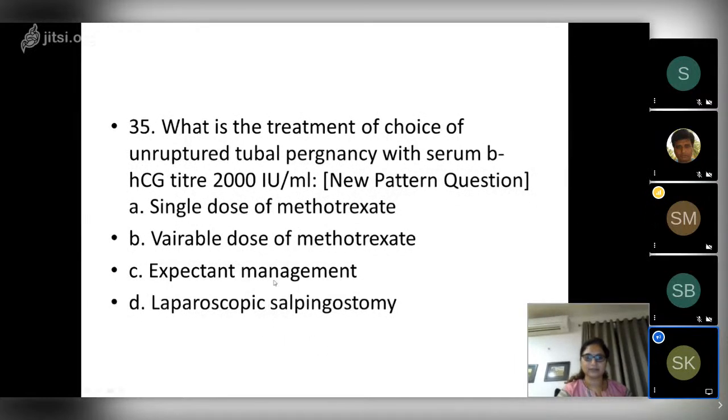No, ma'am. No. So you're left with these two choices, is it not? You don't want to go ahead with laparoscopy or expectant management. Now you are left with two choices. Either you want to go with single dose methotrexate or a variable dose. Remember, it's just unruptured and just 2000. So which is the most preferred dosage? Single dose, is it not? We have already discussed this. So the answer for this question will be single dose methotrexate, which is good enough for management of such a patient, right?